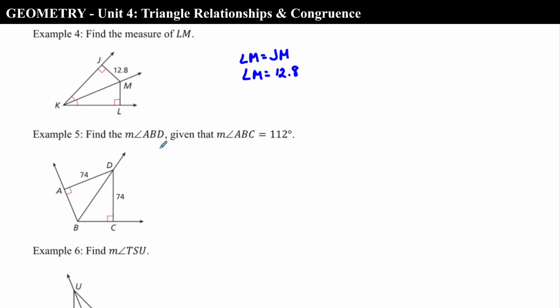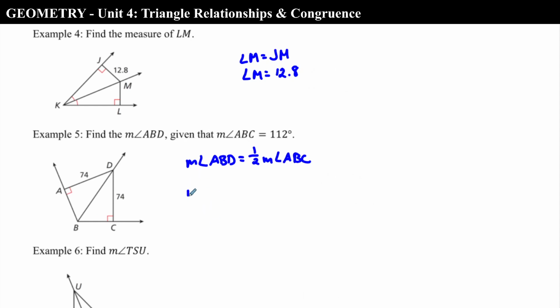For example 5, we know that these sides are the same, so therefore these two angles have to be the same. So the measure of angle ABD is going to be equal to 1/2 of the measure of angle ABC, okay? Because two ABD measures, because these are the same, make the whole thing. So half of the whole thing, ABC, is going to give us what we need for one of these two angles, specifically ABD.